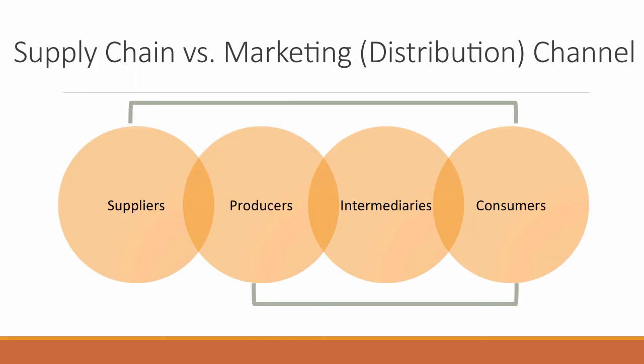Let's look again at this concept of the difference between supply chain and marketing channel. A supply chain includes everybody from the suppliers to the producers, and then the producers use intermediaries like wholesalers or retailers who then might sell to consumers, while a marketing channel focuses on the producer to the consumer, leaving out suppliers to the producer. So that should help you differentiate a little bit between the concept of supply chain and marketing channel.